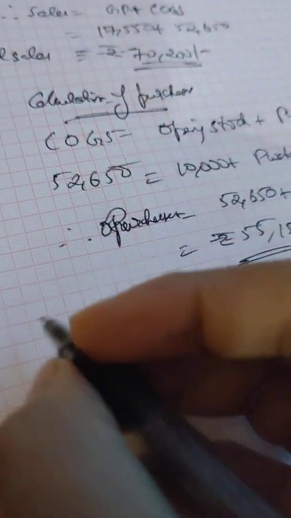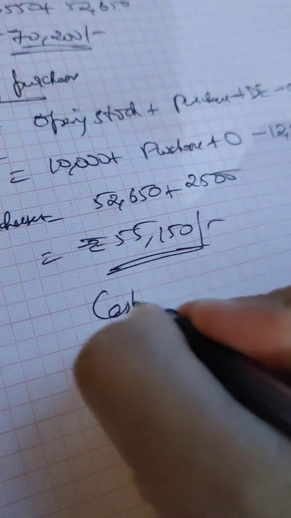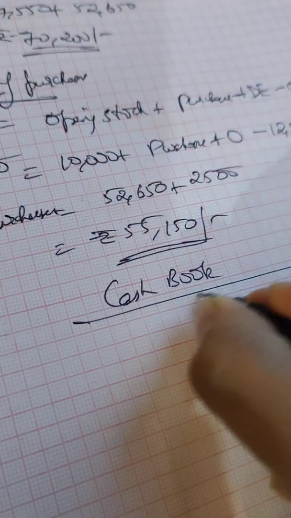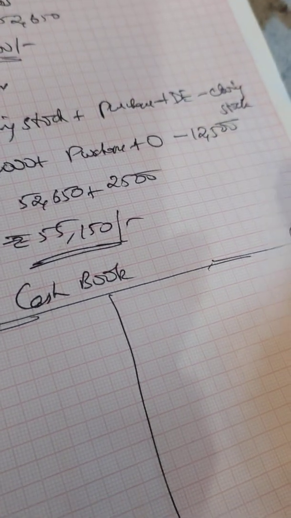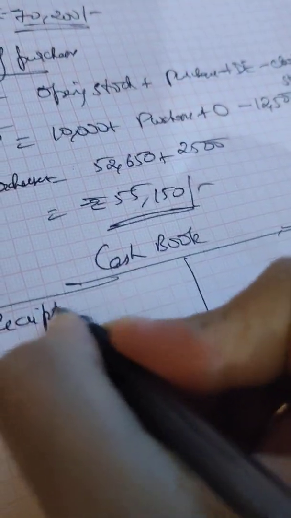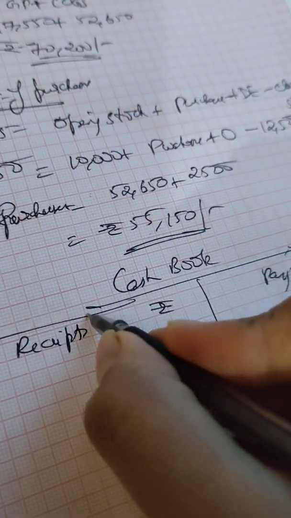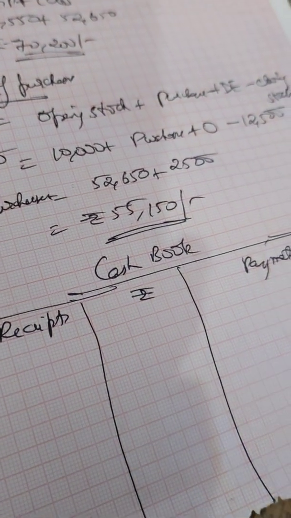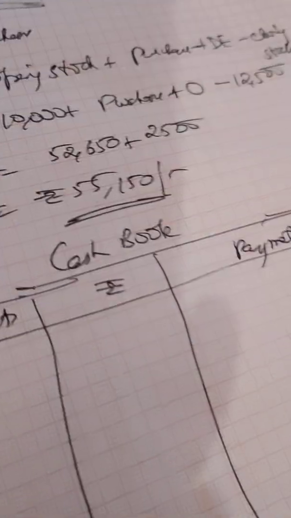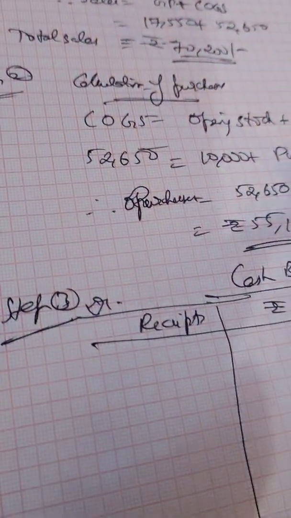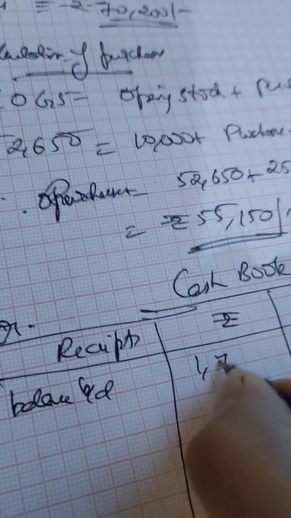Okay. Now what is step number 3? Step number 3 is preparation of cash book. So let us prepare the cash book. Now let's divide it: debtor item, creditor item, receipts rupees, payments rupees. So what are the items? Let us see that one by one. The first thing is that we have to write the opening value. So to balance brought down, and what is the value given in the question?